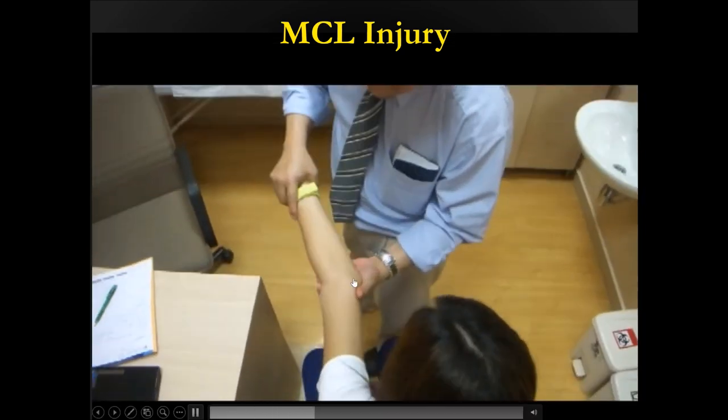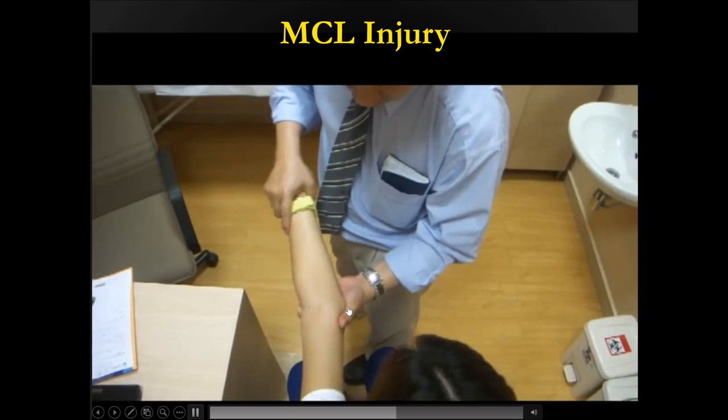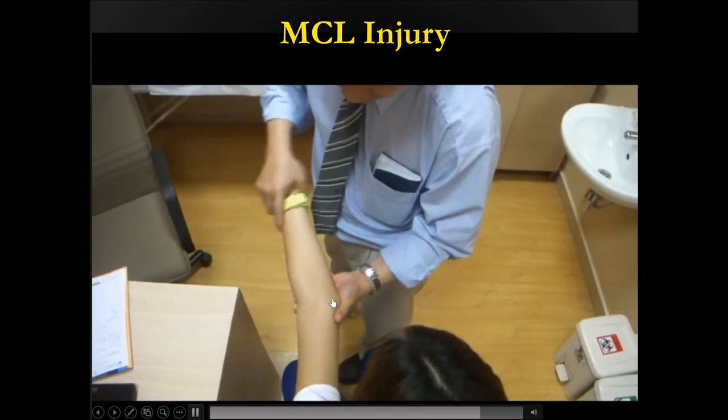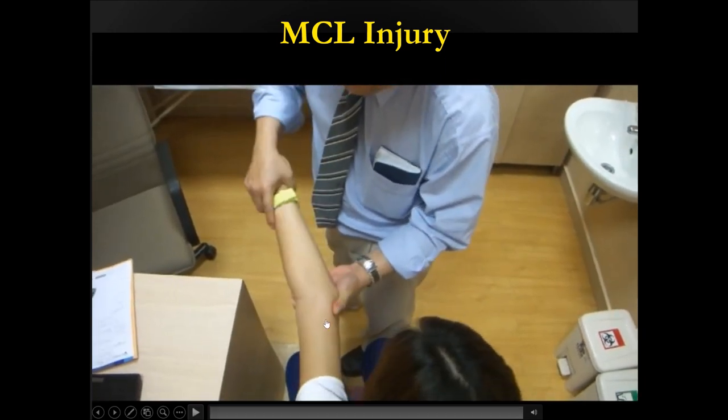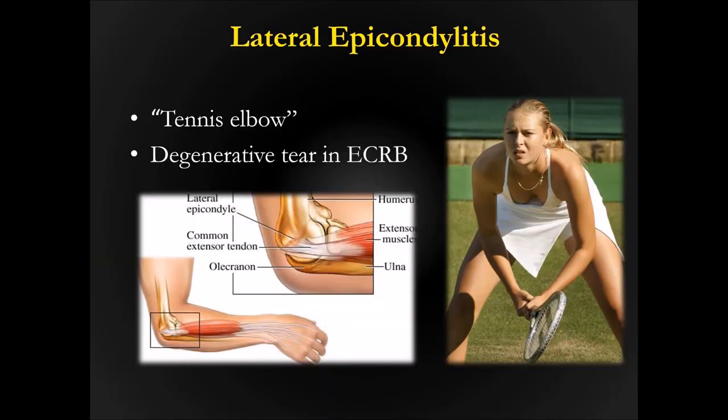Okay, last one, she is also a judo player. She has a completely torn medial collateral ligament. Okay. See, this is the valgus stress test, same as you do in the knee, okay?